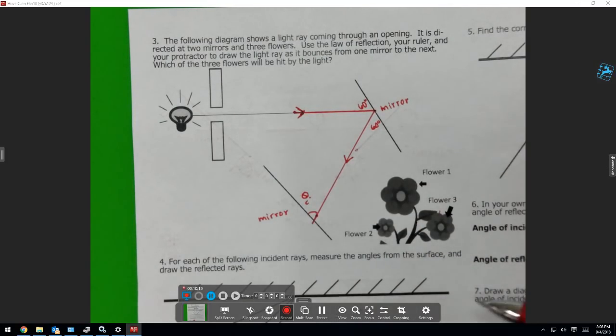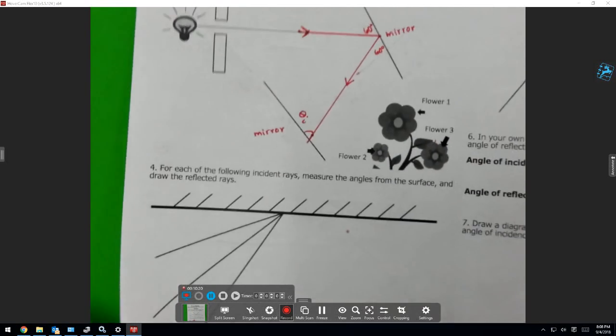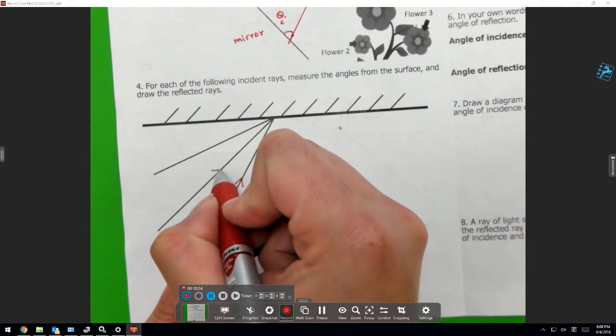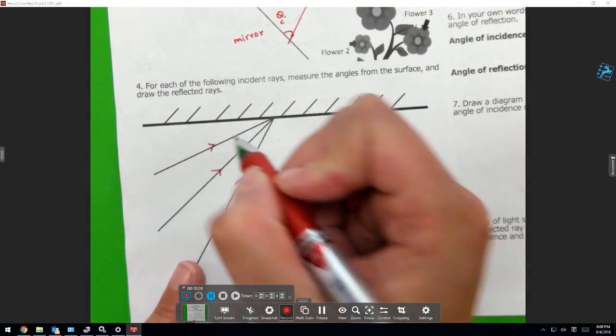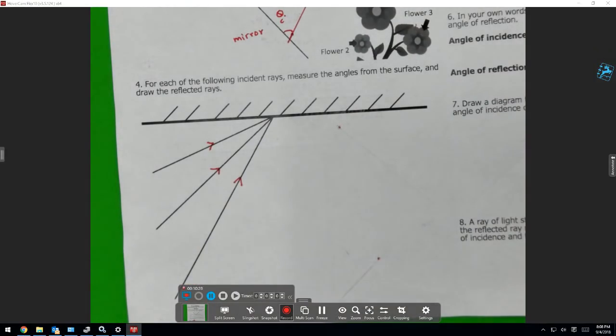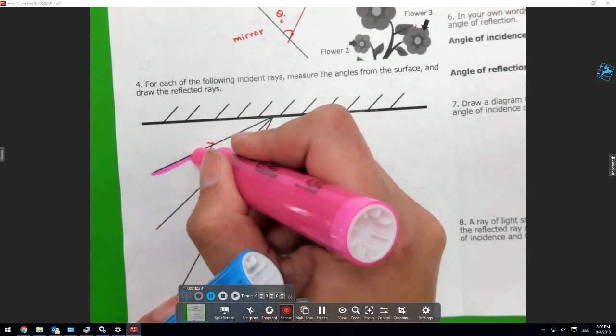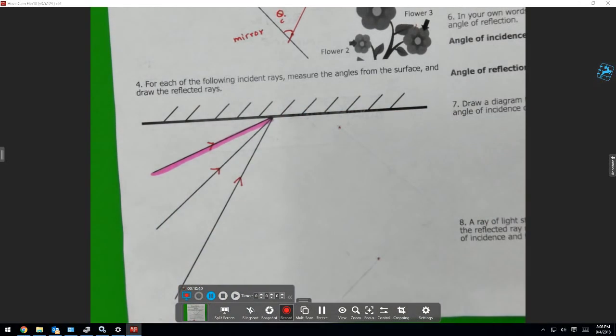When you're done with that, you can keep going with 4. 4 is just asking you to, these are incident rays, so these are incoming rays. They should have little arrows on them, so you can go ahead and draw the arrows. What I personally would do is I would highlight them in different colors. So I'm going to say that this is my pink one, and when I draw its ray of reflection, I'm going to highlight it in pink.